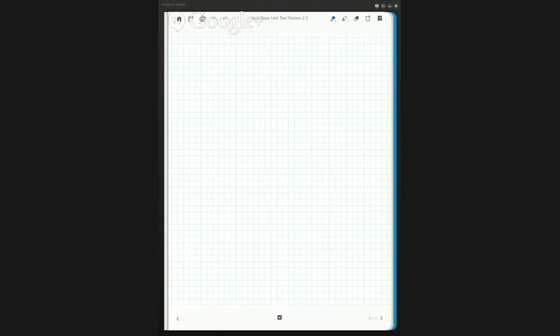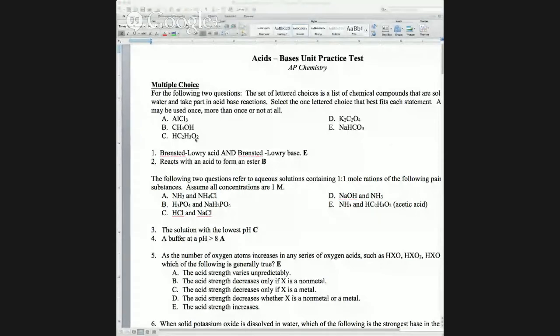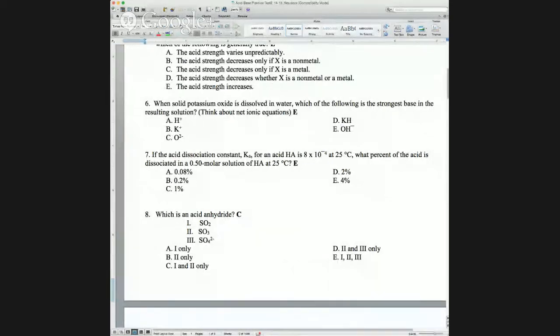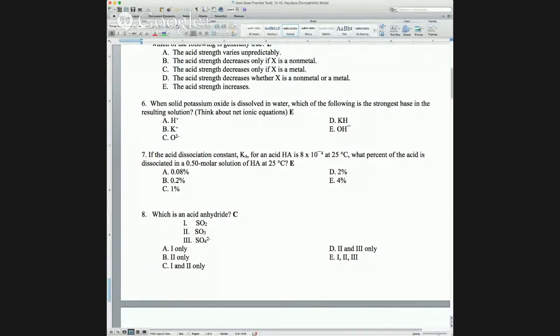Okay. I think I have this one. Yeah. I believe this is one I gave you guys. And your question is about when solid potassium oxide is dissolved in water, which of the following is the strongest base in the resulting solution? Think about net ionic equations. Okay. We can do that. Let's make that formula. Now, you guys are having to incorporate your knowledge from first semester in here.